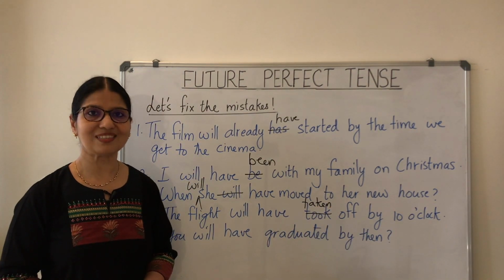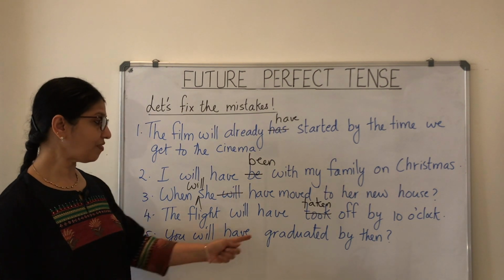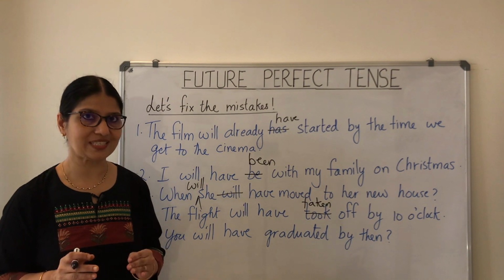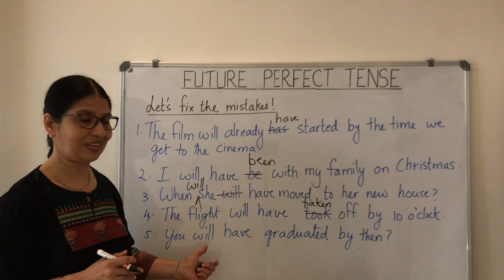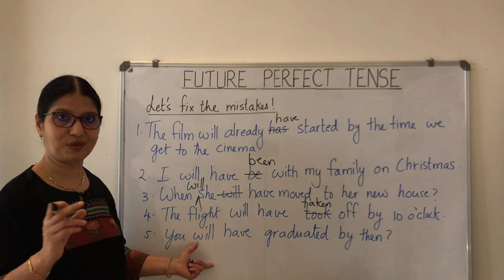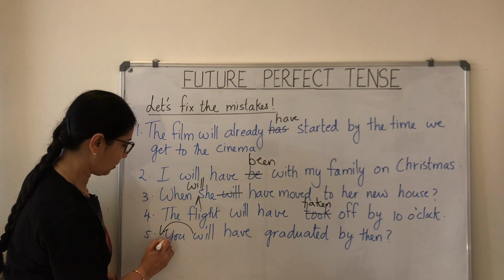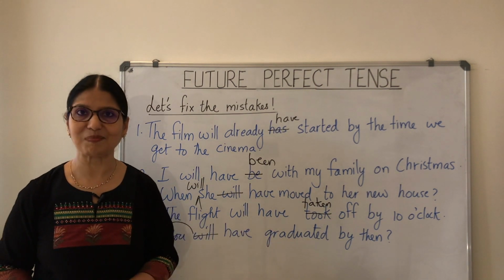Here is the last question, and this time it's a yes or no question. You will have graduated by then? I intend to ask a question, but is the word order right? You know that here again we should start with the first auxiliary, will. So this should come here. It should be will you have graduated by then?